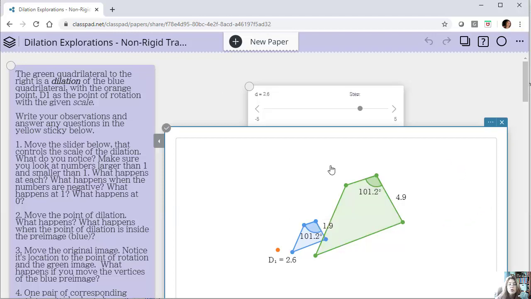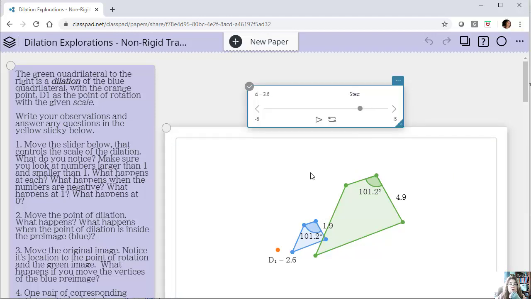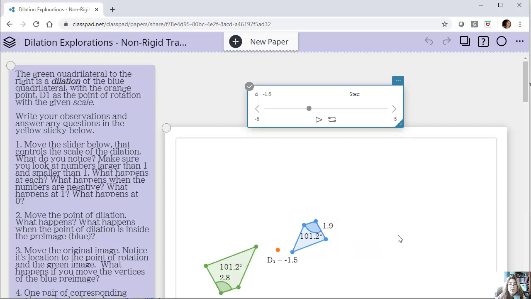So in the first part of this activity, they're just going to be using this slider to explore some things. So right now the dilation scale factor, dilating the blue into the green, is 2.6. And if you notice, the green one is much larger. All right, so does that have to do with the scale factor? So they're going to be able to play around with the sliders. And so let's see what happens if we make it be a negative number. So negative 1.5, it's a little bit bigger.